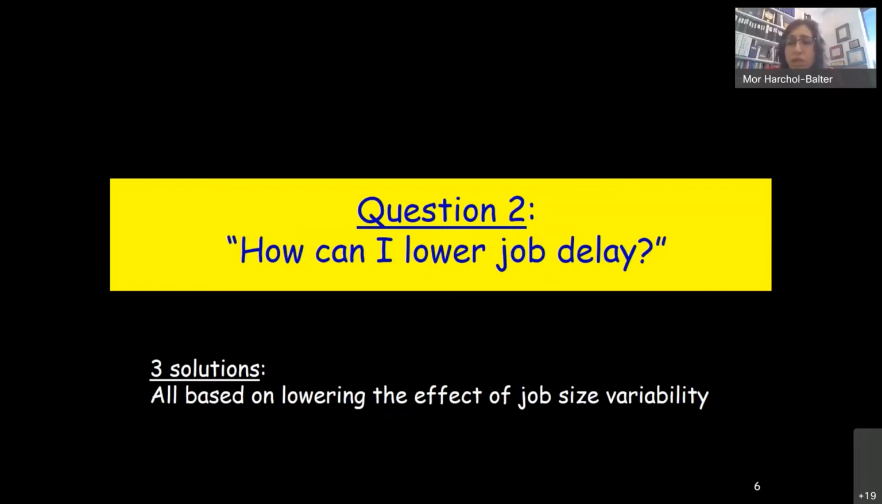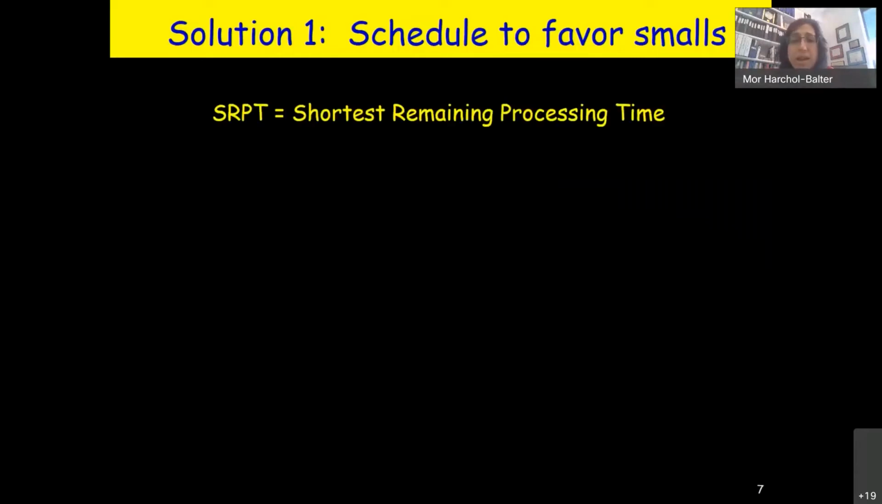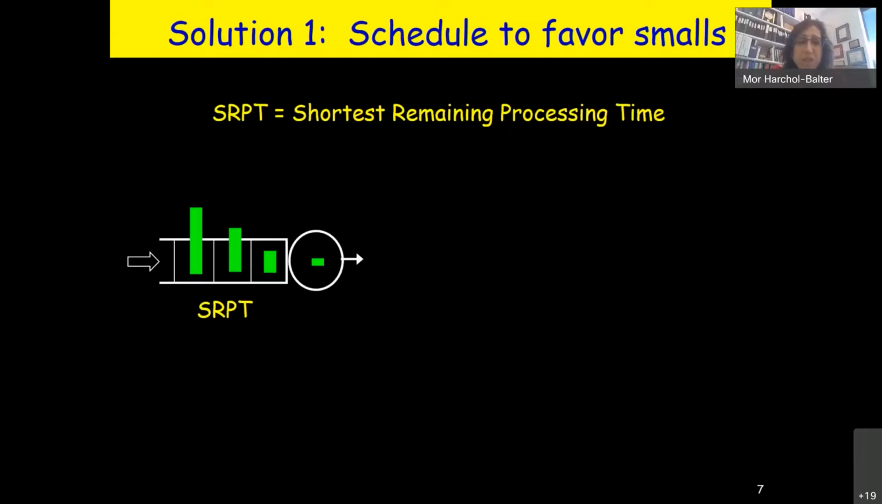So the first solution, solution 1, is to simply schedule to favor the small jobs. You want to take the small jobs and isolate them from the big jobs by moving them ahead, okay? So the typical type of solution is something like shortest remaining processing time. We basically schedule to get the short jobs ahead of the long jobs, so they're not stuck behind the long jobs. Because it's the fact that short jobs get stuck behind long jobs that causes all of the delay. So here, instead of doing first come, first serve, we're going to run things like shortest remaining processing time, where short jobs get to run ahead of long jobs, okay?